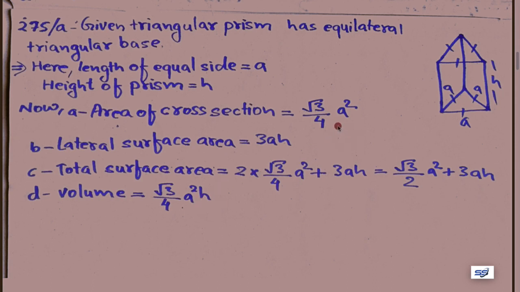This is the formula for finding cross-section area. This is the formula for finding lateral surface area. And this is the formula for finding total surface area of this prism. Now, to find the volume of this prism, we'll use the formula.